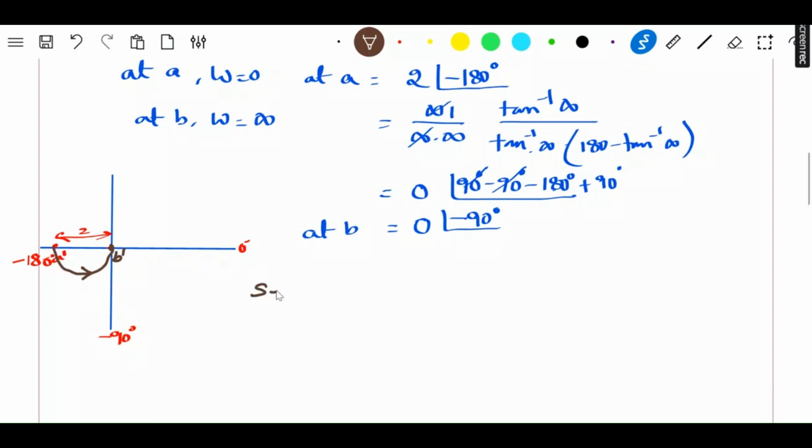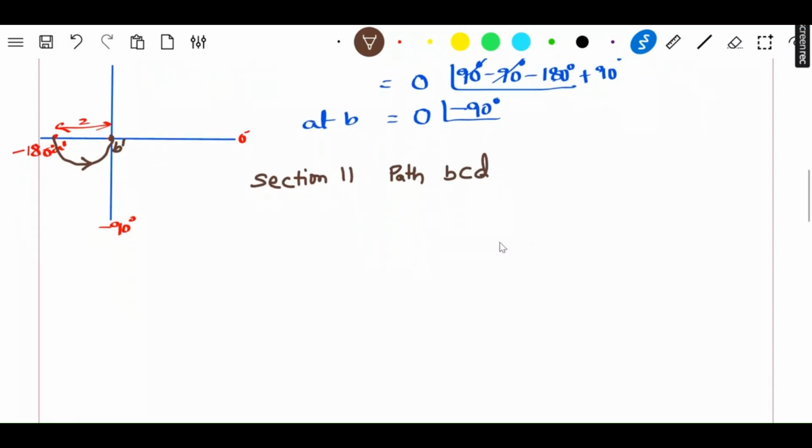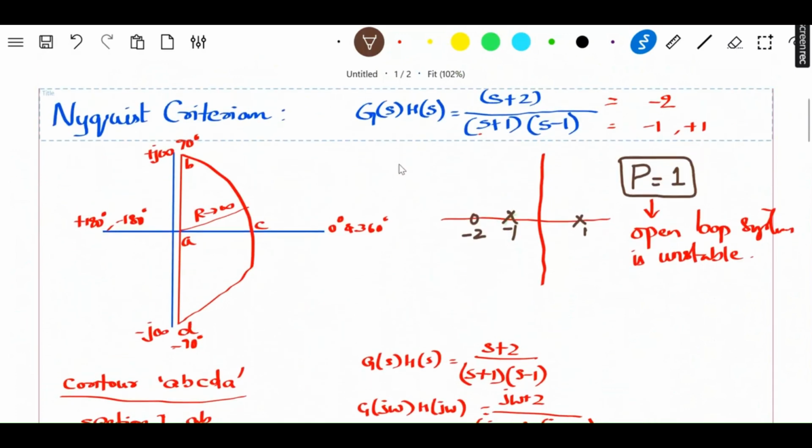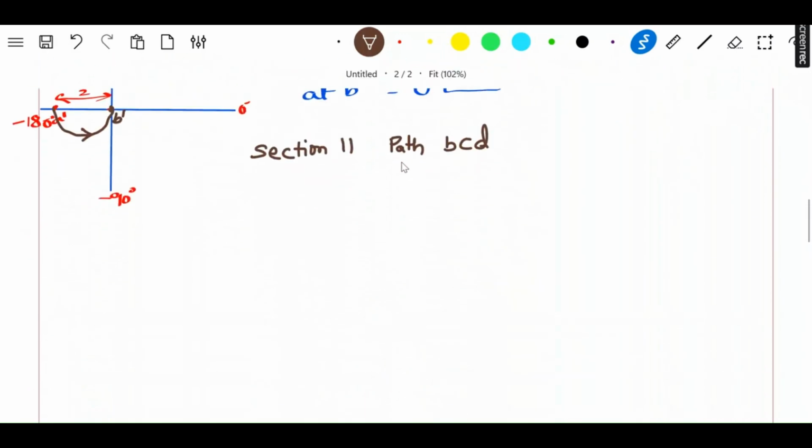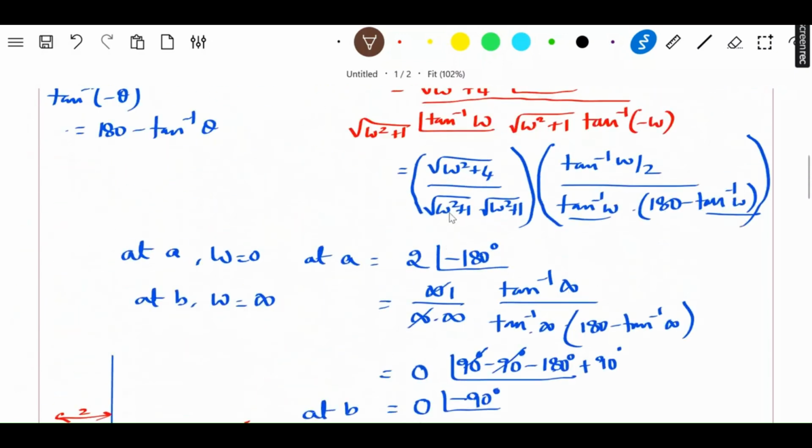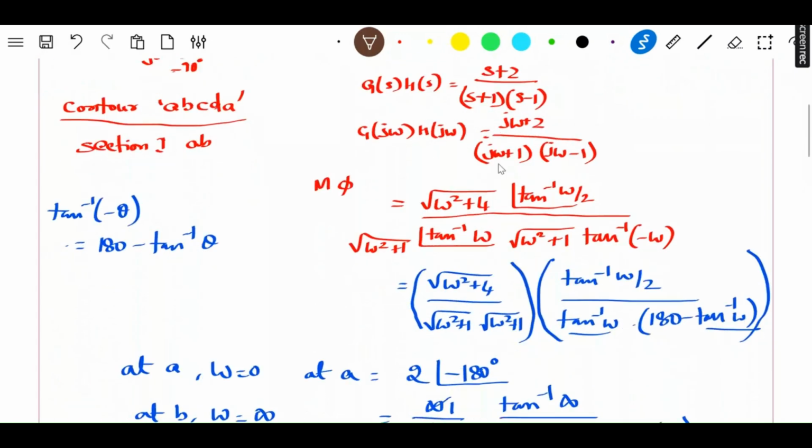Now let me go with the next section 2, which is tracing the path BCD. The path BCD. So for this, we need to make a note of the question which is given, which is g of s into h of s. So first of all, we'll write the question given, which is g of s into h of s equals s plus 2 divided by s plus 1 into s minus 1. So if you go back and see, the question is s plus 2 divided by s plus 1 into s minus 1.